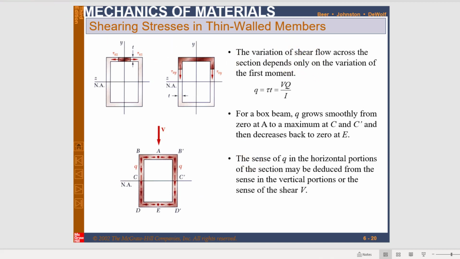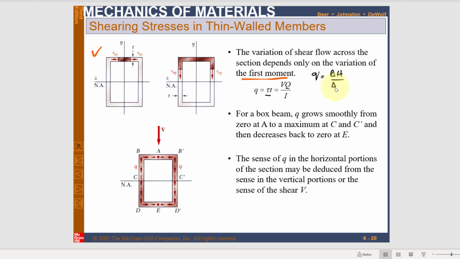Now we will discuss something about shear flow on thin walled members. So you can see there is a hollow rectangular thin walled member. The variation of shear flow across the section depends only on the variation of the first moment of area Q, because we know that q is equal to tau into t. How is this q equal to tau into t? As we know, q is equal to delta H over delta x.